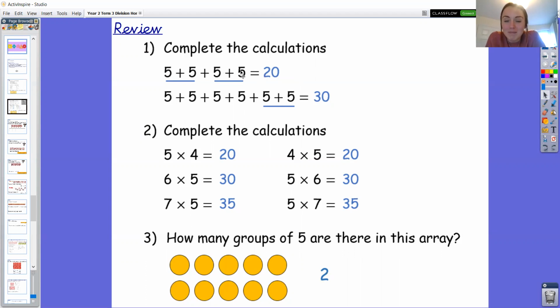So that's number one. If we have a look at number two, I'm sure you've noticed that it is commutative. So the factor pairs have been switched, but the product still remained the same. So for example, 5 × 4 = 20. 4 × 5 = 20. And for number three, looking at the array, you should have looked at the rows of five to find that there are two groups of five.